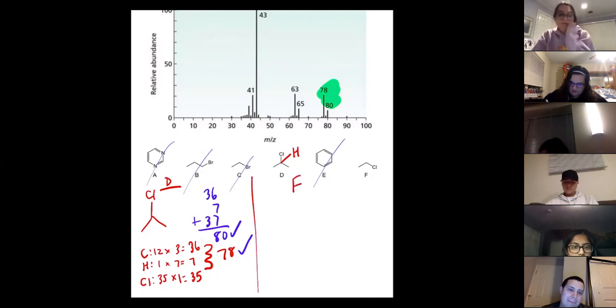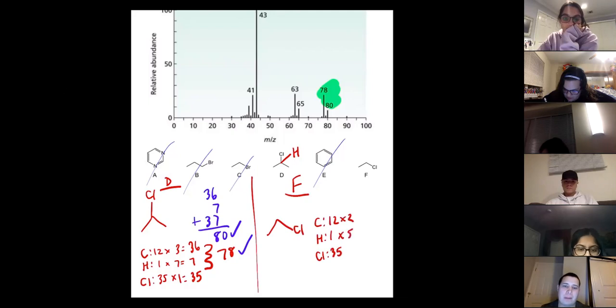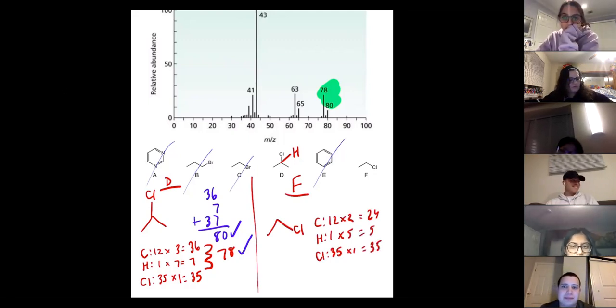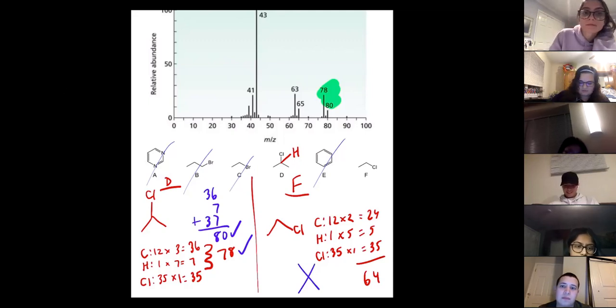Then we can go for F. And F, it actually becomes super clear that it's not going to work because there's a whole carbon missing. So you got 12, 1, 35, 2 carbons is 24, plus 5, plus 35, and this is 64, right? So that's nowhere near 78 or 80. So that's how we know F is not the correct isotope. And then it should be D.